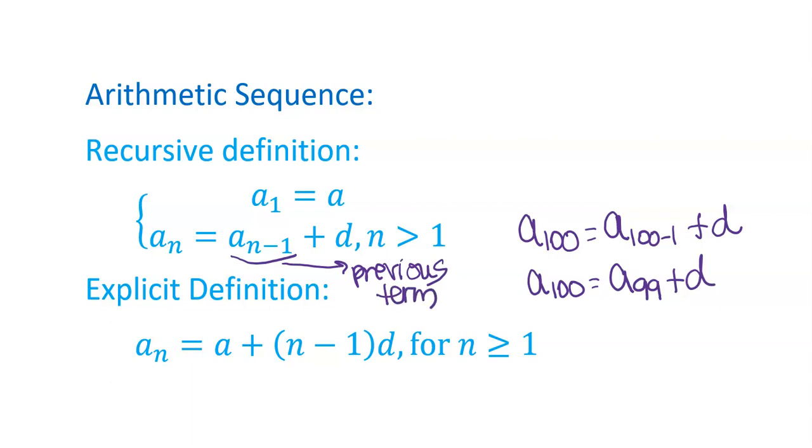The explicit definition is a sub n equals a, which is your first term, plus n, the number of terms, minus 1, times d, the common difference.